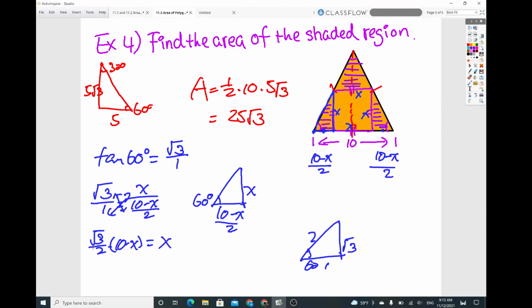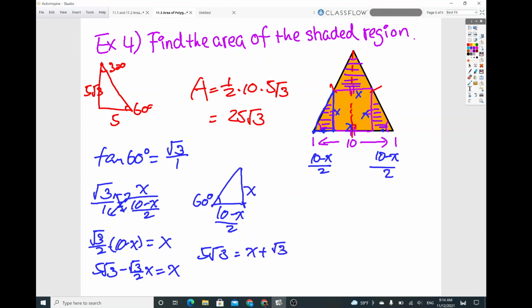Then what we can do next is distribute, so root 3 over 2 times 10 is 5 root 3, minus root 3 over 2 times x, so that equals x. Now let me get more space here, so let me get rid of this triangle. What we can do here is solve for x, so we'll try to isolate the variable. Bring that negative root 3 over 2 x from the left side to the right-hand side. So we got 5 root 3 equals x plus root 3 over 2 x.